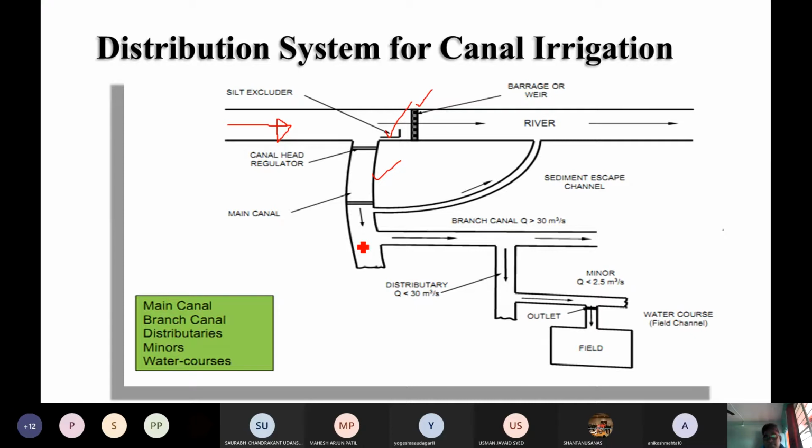In some cases, what will happen? If excess discharge is there, then automatically that discharge escapes through these channels towards the river Nile. Then water flows towards the branch canal. It has its design value, that is the discharge is greater than 30 meter cube per second, and again it is distributed towards the distributary, that is if the discharge is less than 30 meter cube per second. For the minor canals you see here, this is a minor canal, the discharge is less than 2.5 meter cube per second.